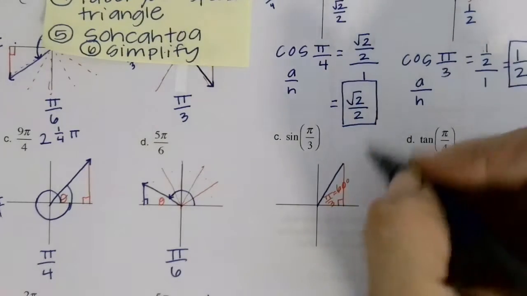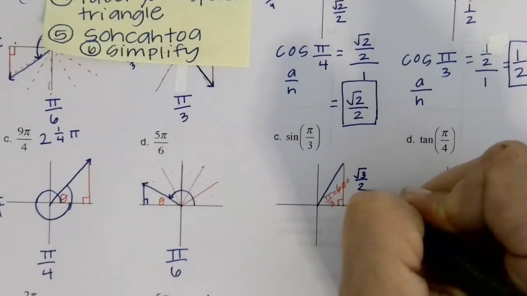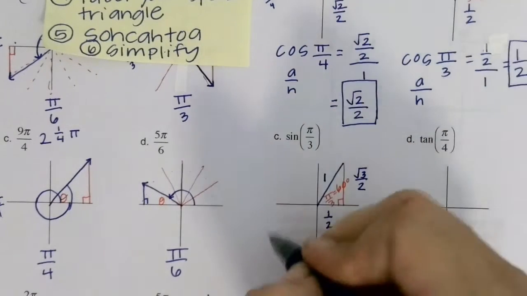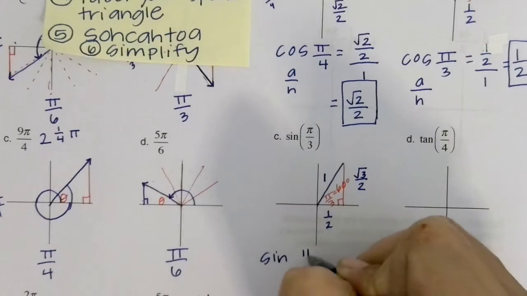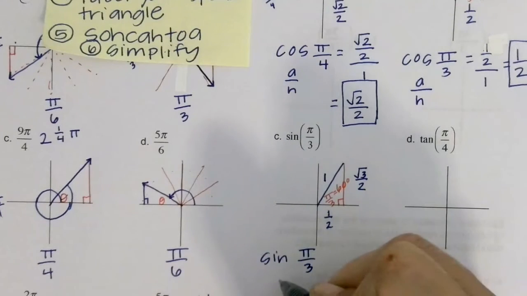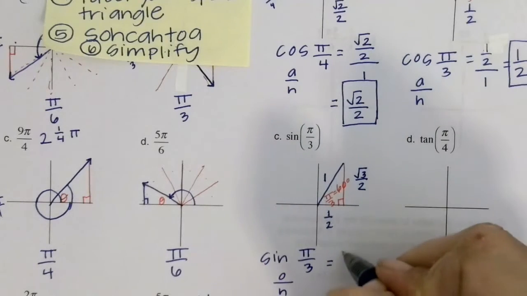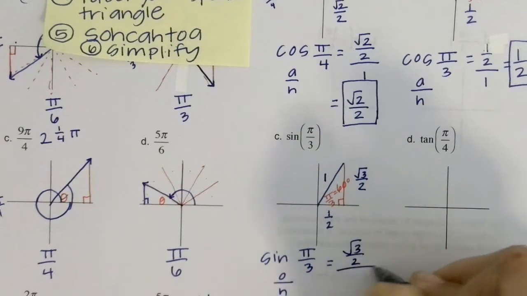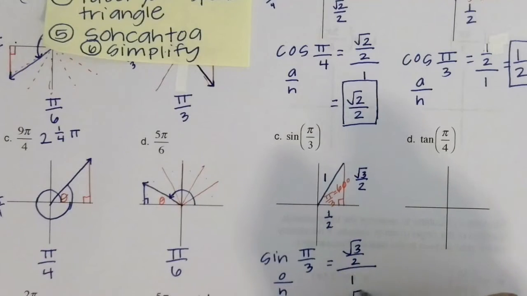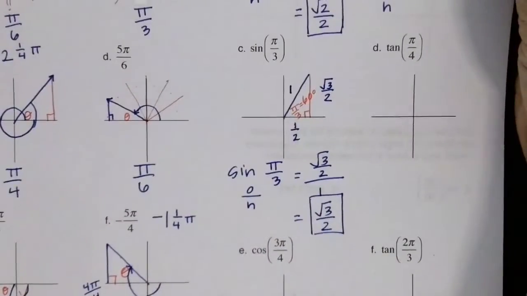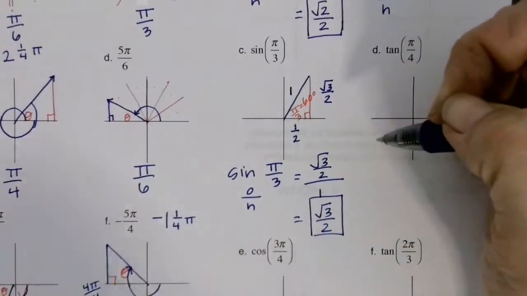So then when we label our sides, they're still the same sides. The only thing that's different is the SOHCAHTOA piece. So with that one, sine of pi over 3 is opposite over hypotenuse. So opposite our reference angle is root 3 over 2 over 1, which is simplified to just root 3 over 2.